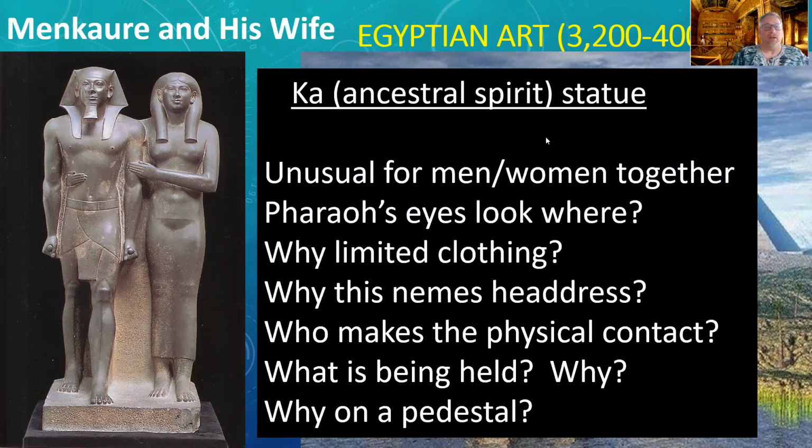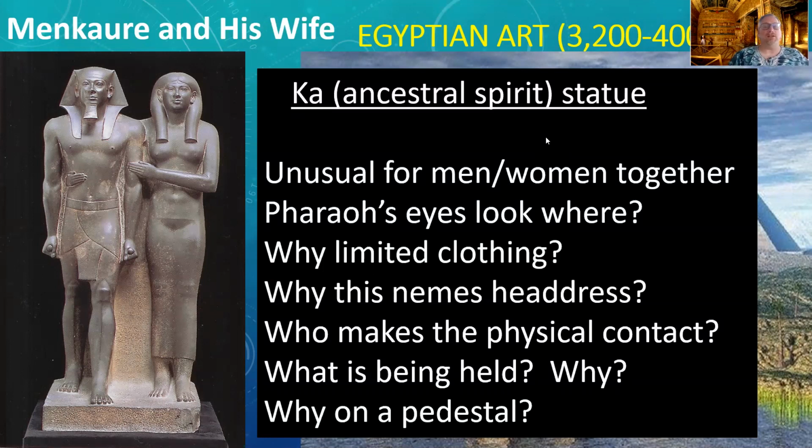Why the limited clothing? It's a hot culture, as I talked about last time, 120 to 130 degrees. Why the Nemes headdress? That Nemes headdress represents a cobra. It's a protective force for protecting the pharaoh himself, but then the pharaoh is able to use that power to protect all of us.